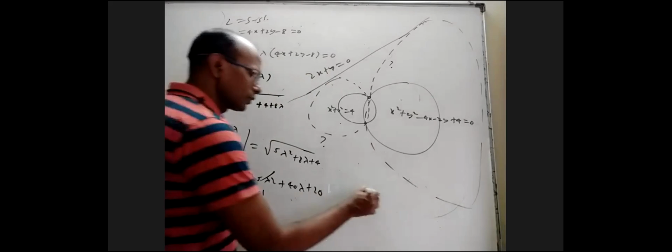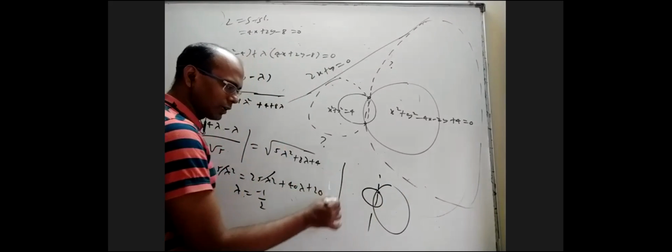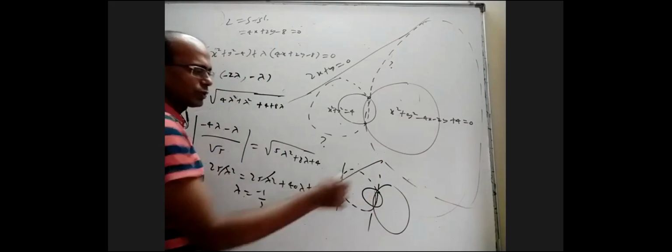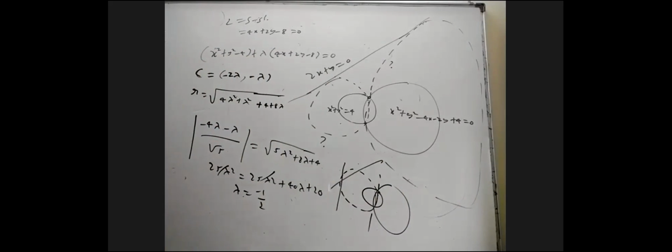So what happened? The two circles are intersecting. The radical axis is there and a line parallel to that, so there will be only one circle like this. If it is a little slant to that, there will be two, one on this side, one on this side. I was wondering why I got only one answer when I should get two.